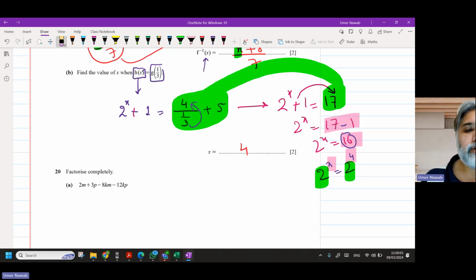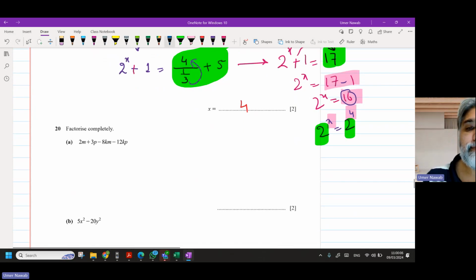Now we go to the next question, which is again on algebra. Subtopic is factorization.